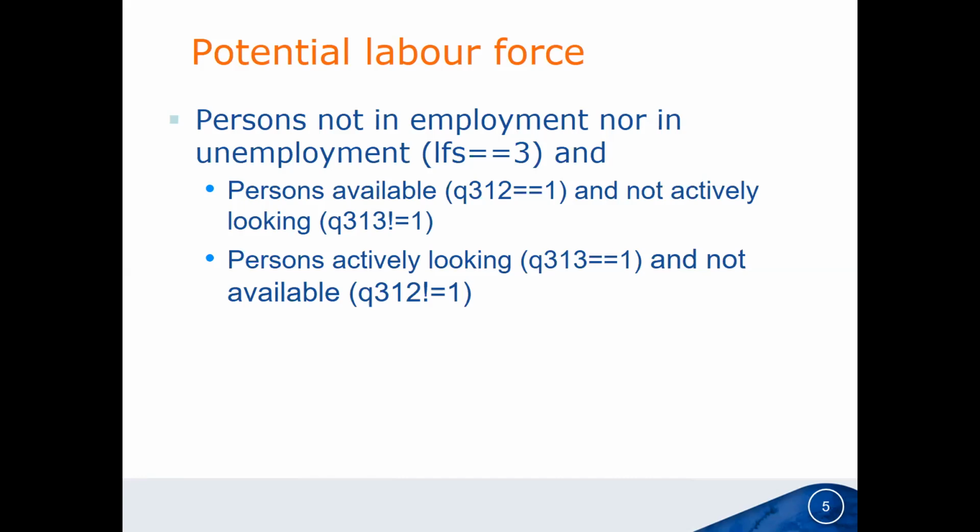Usually, we call it PLF, so we create another variable because these persons are outside the labor force. For the variable LFS, they've already been classified as 3, and we create a new variable that we call PLF, potential labor force, and they will be part of it if they respect one of the two criteria described here. Is that clear for everyone?